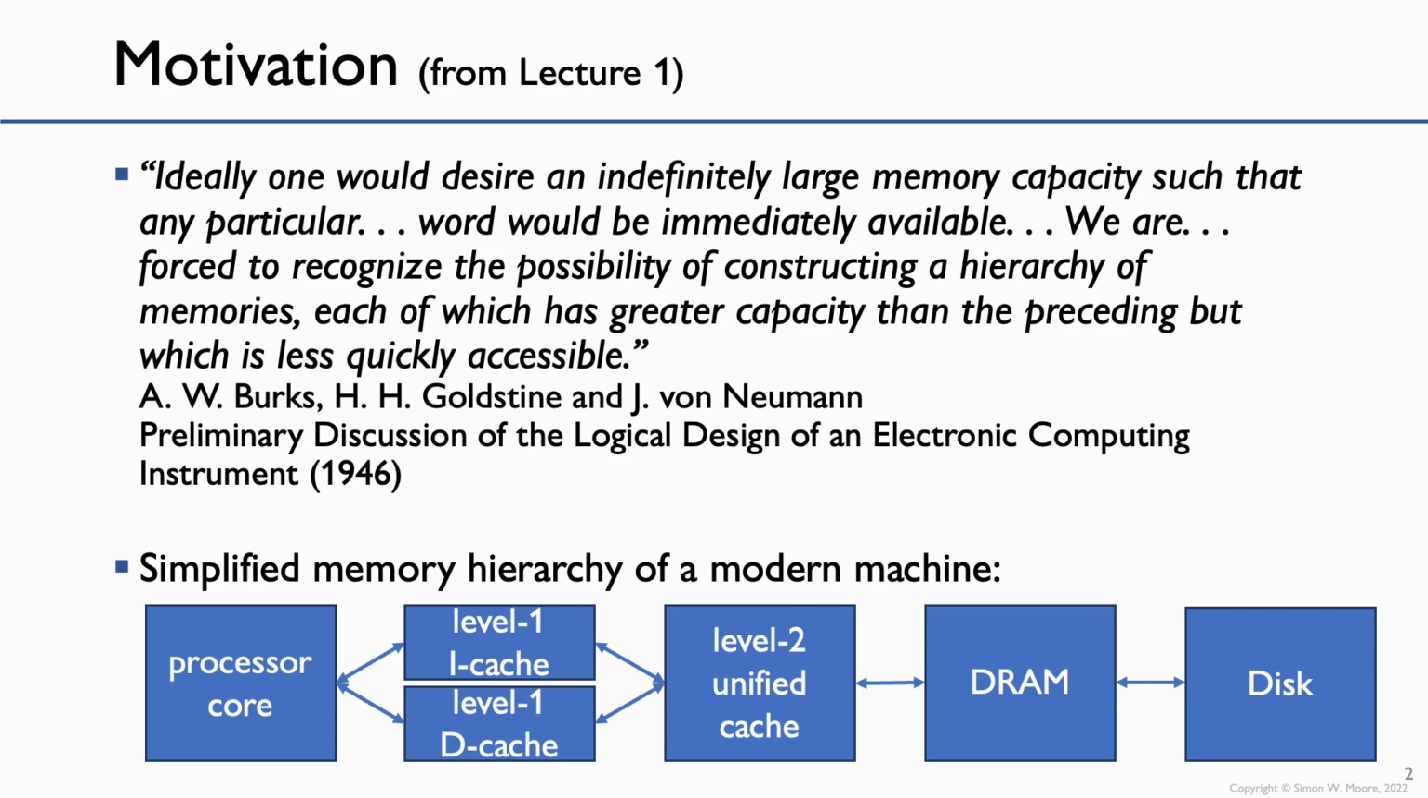We can't make a really fast memory that is also very large, and it's a problem of physics. It simply takes time to get data from further away. So what we tend to do is build a hierarchy of memories, and we have a very cartoon-like notion down on the bottom.